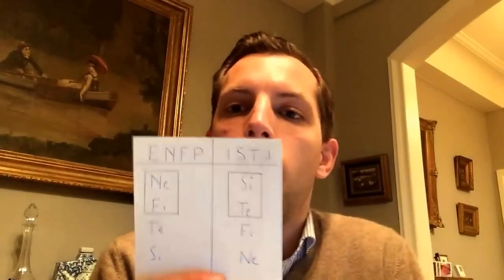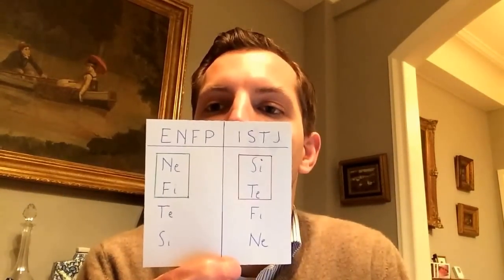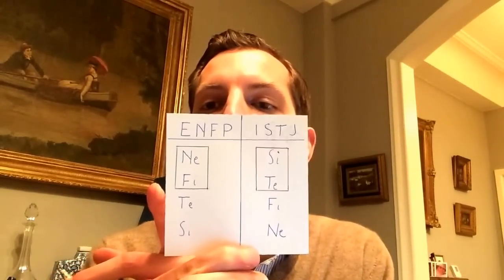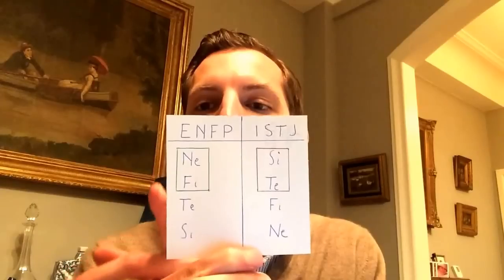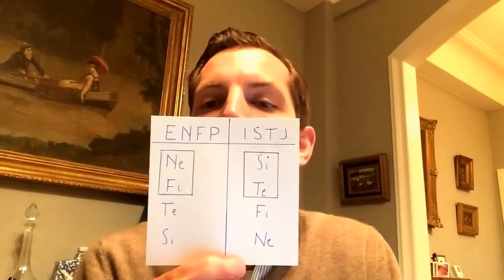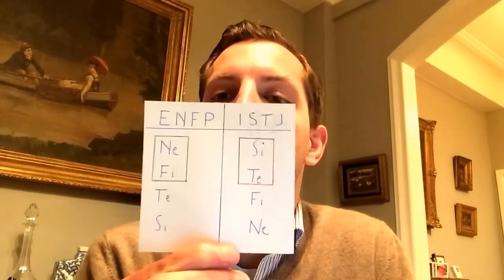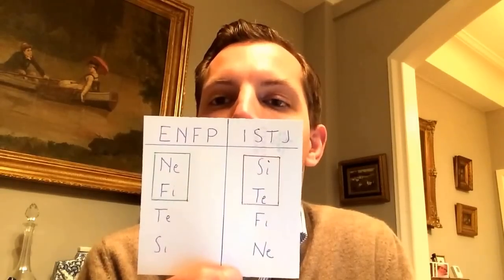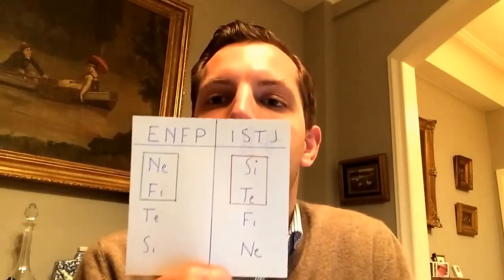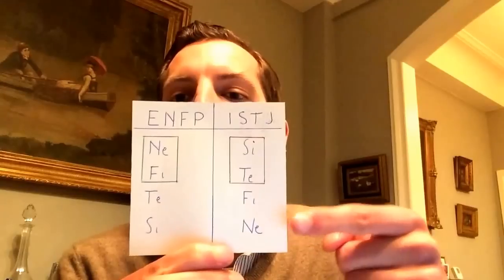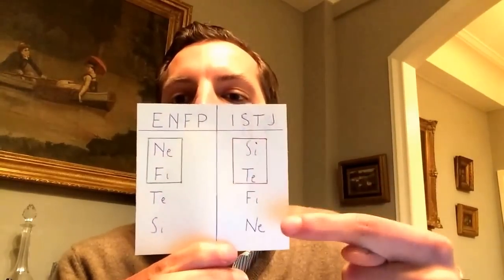Me being an ENFP with extroverted intuition and introverted feeling as my main functions, then extroverted thinking and then introverted sensing. Under stress, I switch around to this bad-tempered, edgy, let's call it a half-assed ISTJ. Not a good one, but a bad one. And you see the functions are inverted.